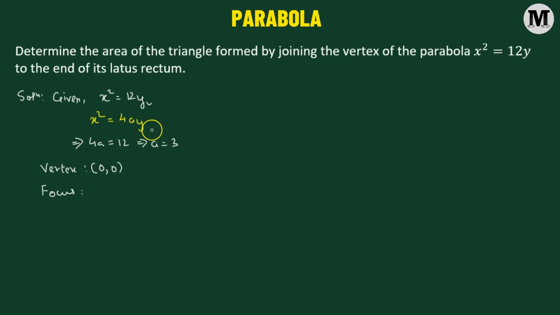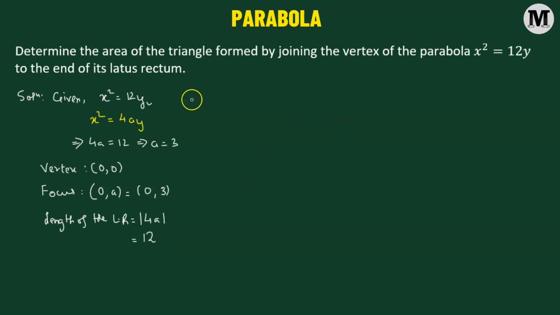Then we have the coordinates of the focus. Now this parabola is an upward facing parabola, so the axis of the parabola is the y-axis, which means the coordinates of the focus will be (0, a). There's no x coordinate, only the y coordinate value, so the focus of the parabola will be (0, 3). Then we can also find the length of the latus rectum, which is given by the absolute value of 4a. Replacing a with 3, we get 12 units. That's the length of the latus rectum.